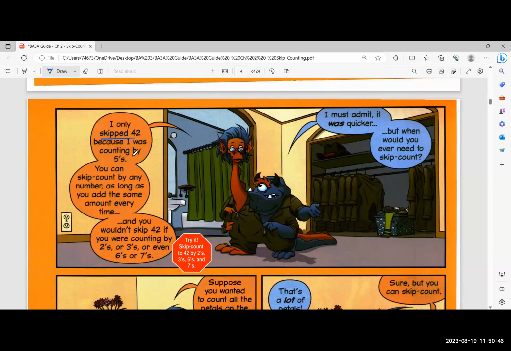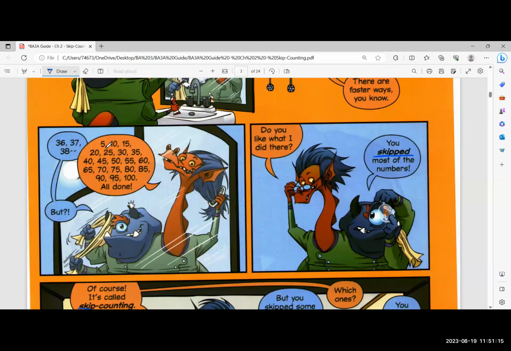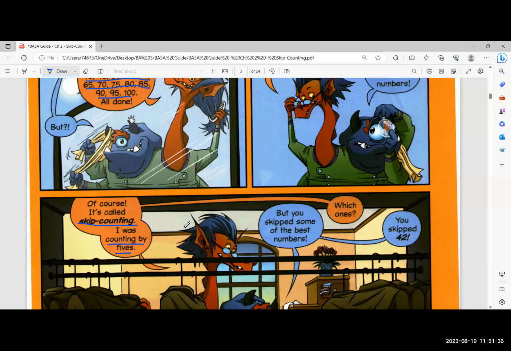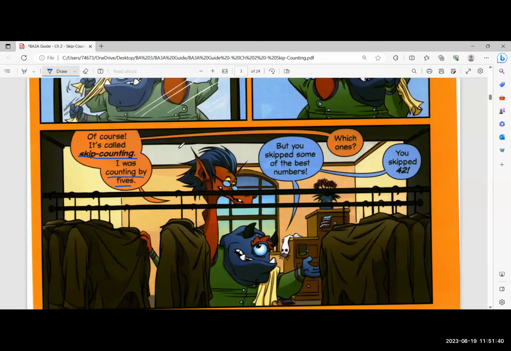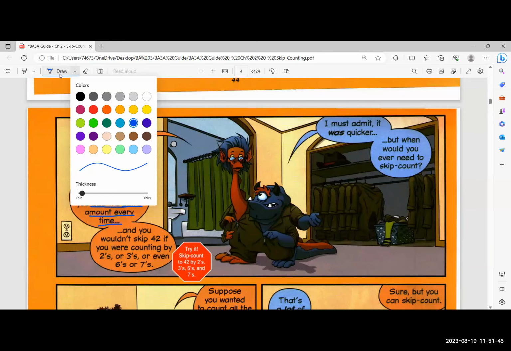I only skipped 42 because I was counting by fives. You can skip count by any number, as long as you add the same amount every time. So that's very important. You have to add the same amount every time. So if we move up, we can see that when this person was skip counting by fives, they added five each time. It's the same amount every time. He did not add two this time and three next time. He added five each time. So a key note about skip counting is that you have to add the same amount every time. Okay?